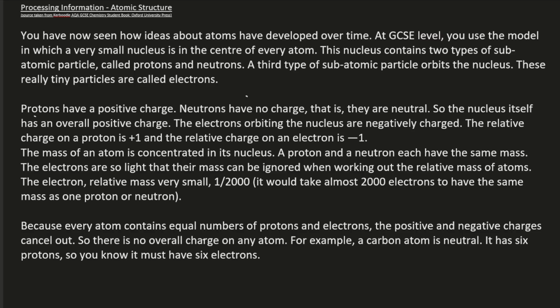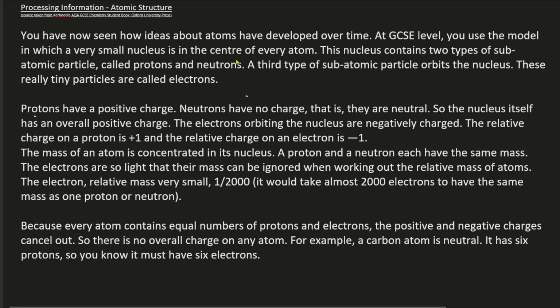So you have now seen, and I'm going to read it from here. I'm going to point my arrow so you can see it. You have now seen how ideas about atoms have developed over time. At GCSE level, you use the model in which a very small nucleus is in the center of every atom. This nucleus contains two types of subatomic particles called protons and neutrons. A third type of subatomic particle orbits the nucleus. These are really tiny particles called electrons.